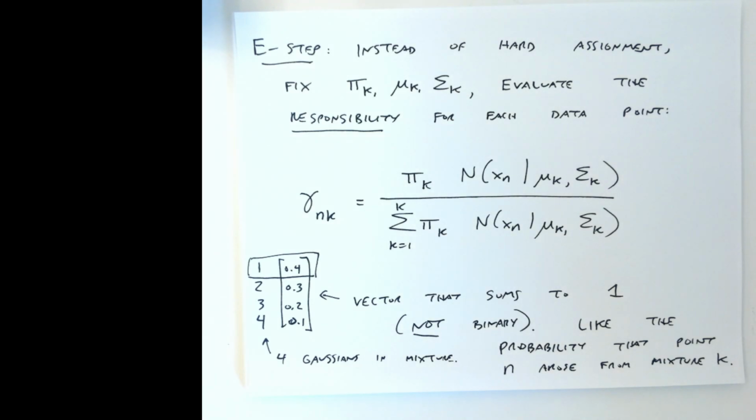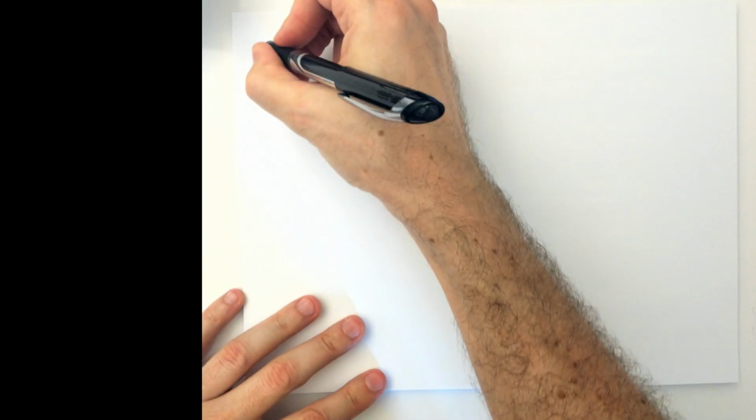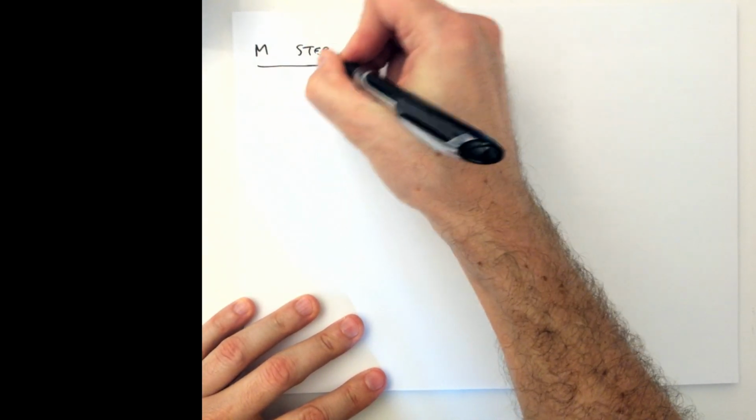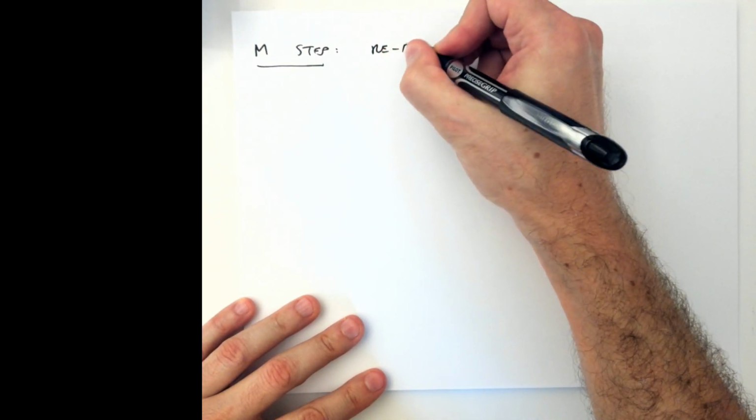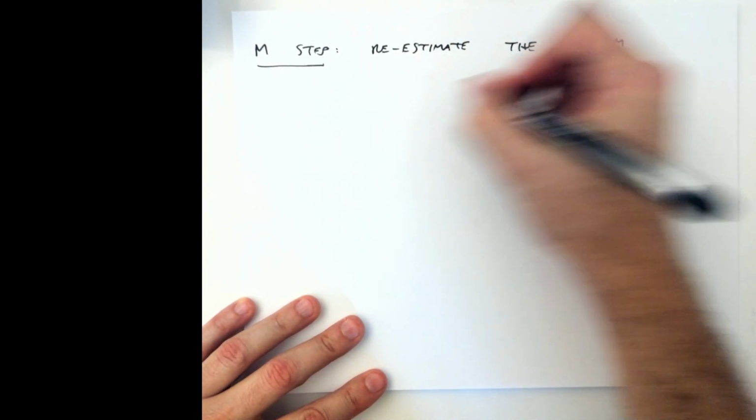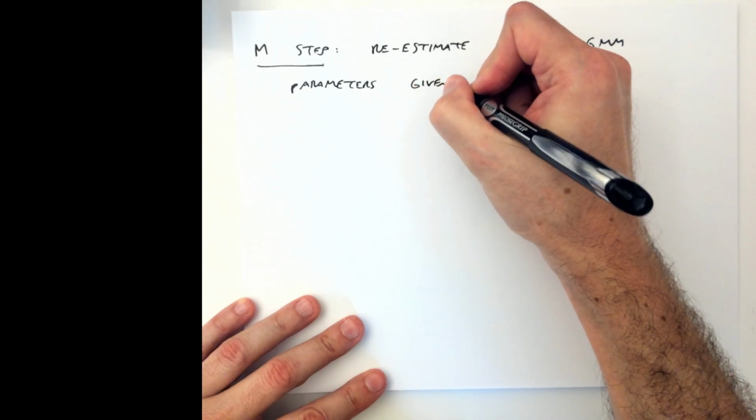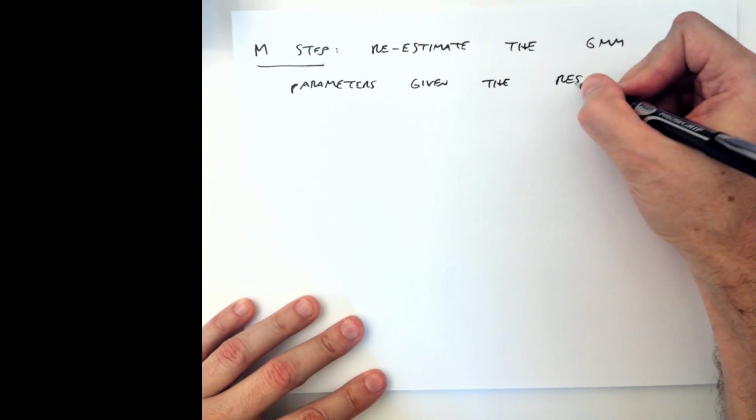So now these gammas are playing the same role as the memberships, except they are soft memberships and not hard memberships. And now you should be able to anticipate what's going to happen next. Now we're going to fix these memberships, and I'm going to re-estimate the parameters of the Gaussian mixture model, and I'm going to seesaw back and forth, right? So the M step is to re-estimate the GMM parameters given the responsibilities.